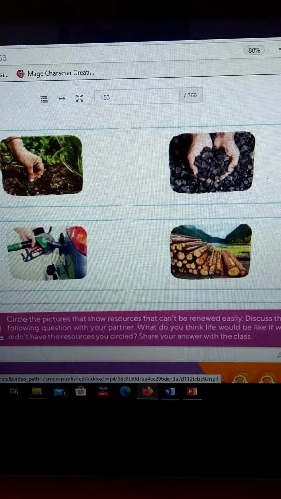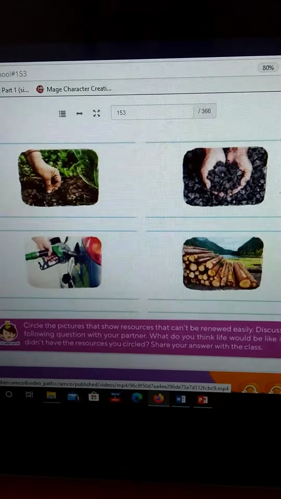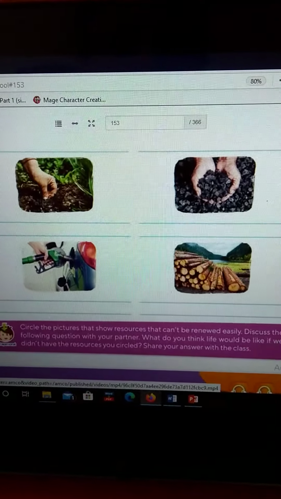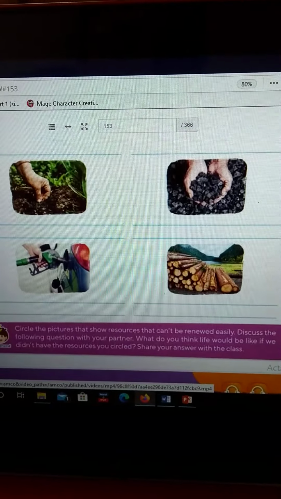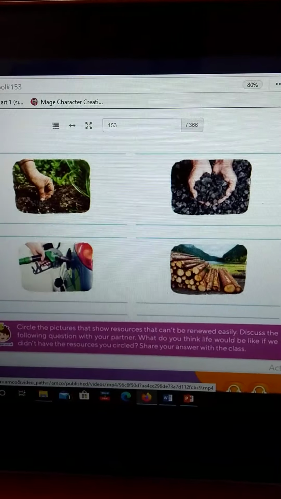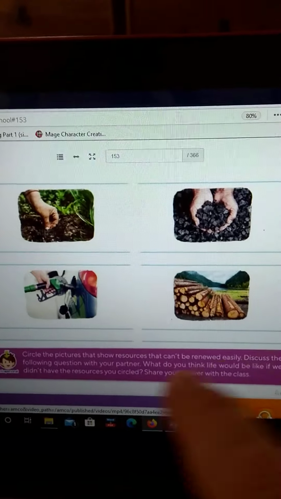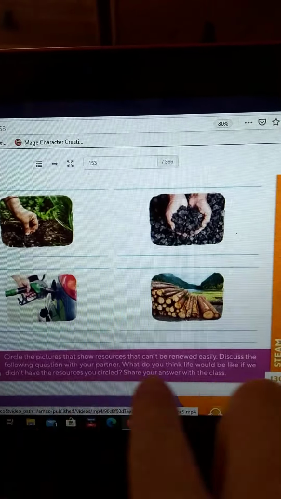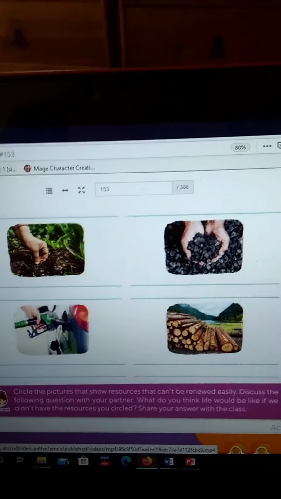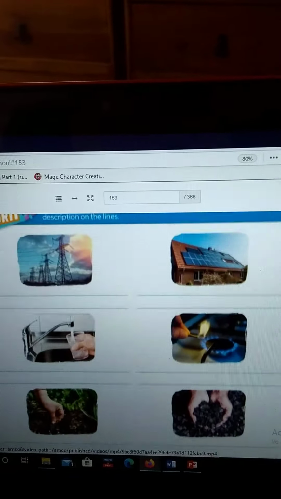Circle the pictures. They show resources that can't be renewed easily, which means that once you use them, you will not get them back. Discuss the following questions with your partner. What do you think life would be like if we didn't have the resources you circle? Okay, I do want you to answer this question. You don't have a space here, so you have to write it on your spare pages or on your notebook. But it's important. What do you think will happen if we no longer have something from here?